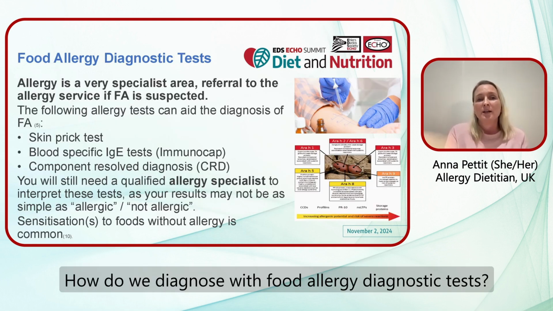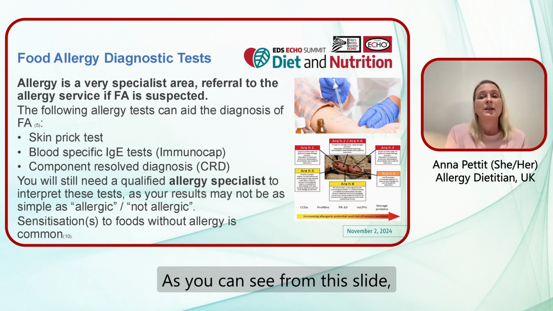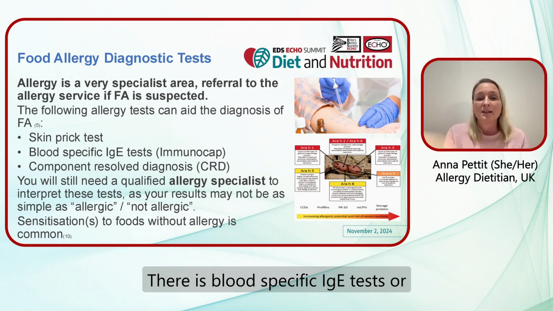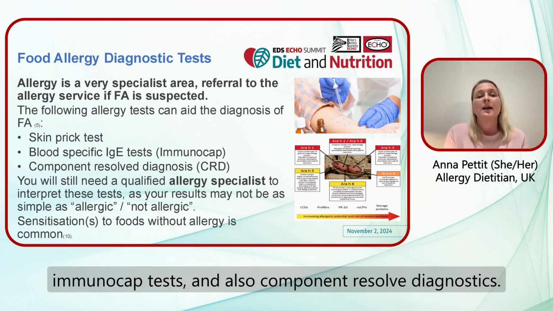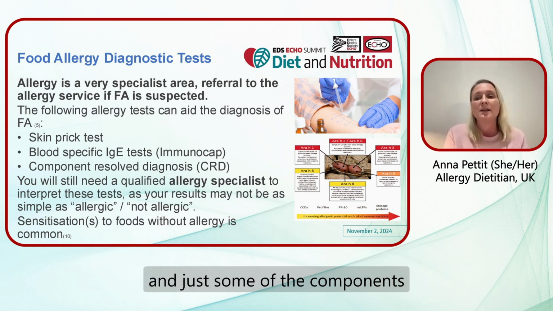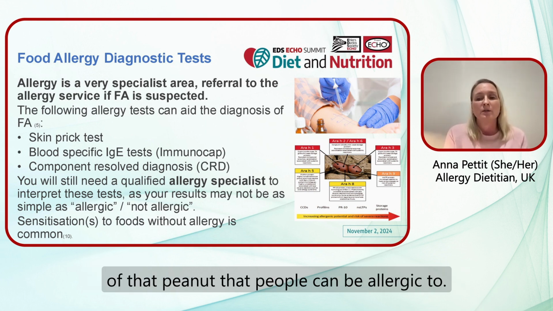So how do we diagnose food allergy with diagnostic tests? As you can see from this slide, there is skin prick test right at the top. There are blood specific IgE tests or ImmunoCAP tests, and also component resolved diagnostics. On this slide, you can see a picture of the peanut and just some of the components of that peanut that people can be allergic to.